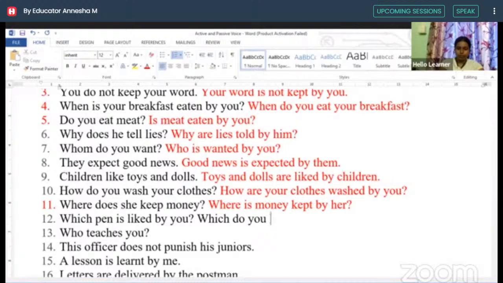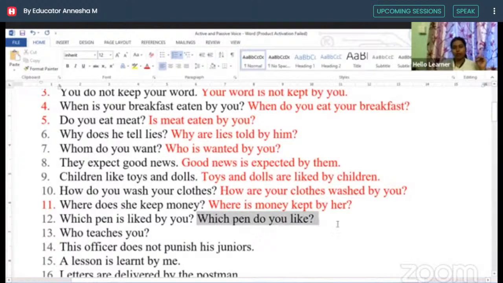Which do you. Do you like, simple, right? Where will the pen come in this, tell me, Abhay? Like. Pen? You have to add the pen as well, right? The pen should come. Which pen? Like, pen. Very good. Absolutely correct. Which pen do you like? Right? Which pen do you like becomes, in passive voice, Which pen is liked by you? Very good, Abhay.